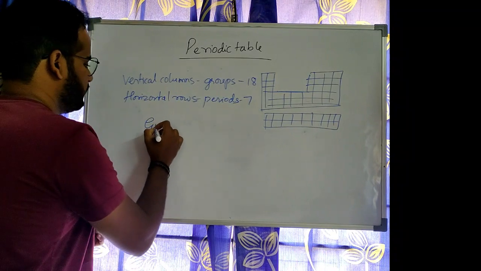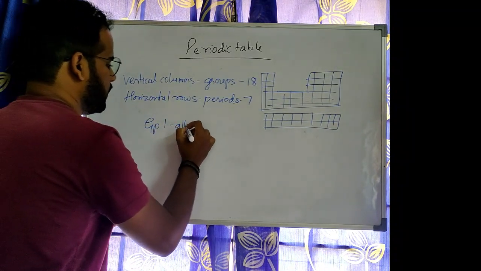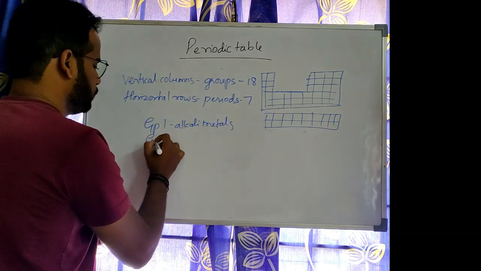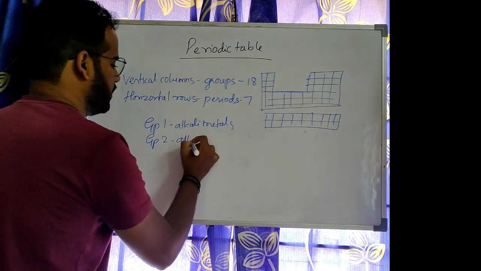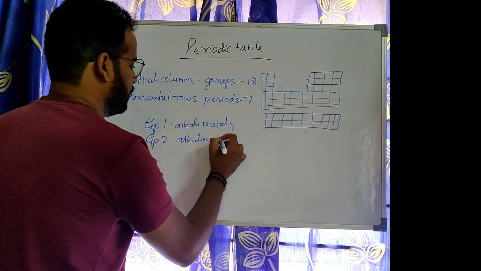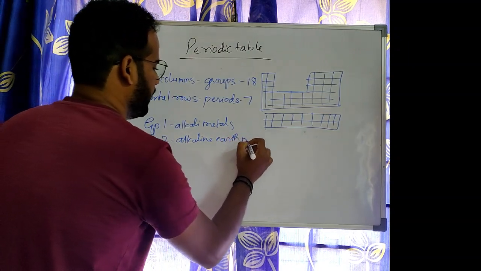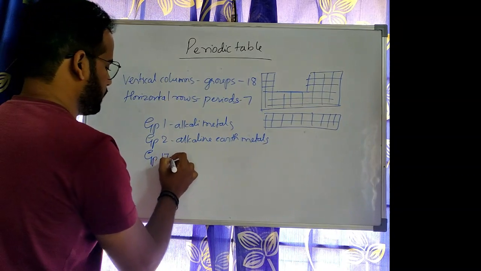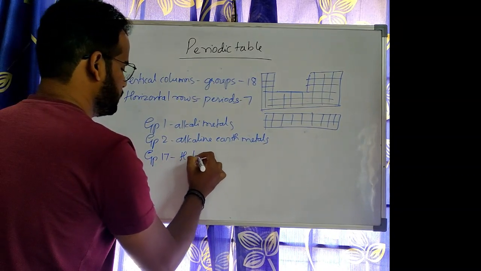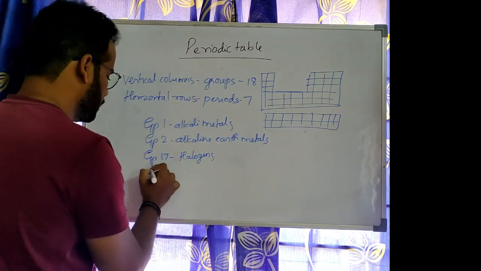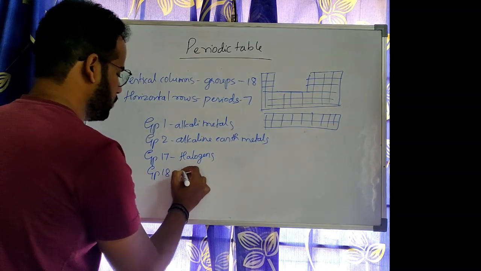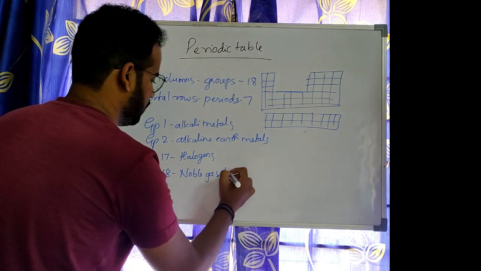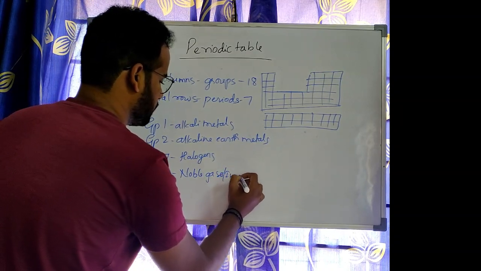In this, specifically, group 1 elements are called alkali metals. Group 2 elements are called alkaline earth metals. Group 17 is called halogens. Group 18 is called noble gases or inert gases.